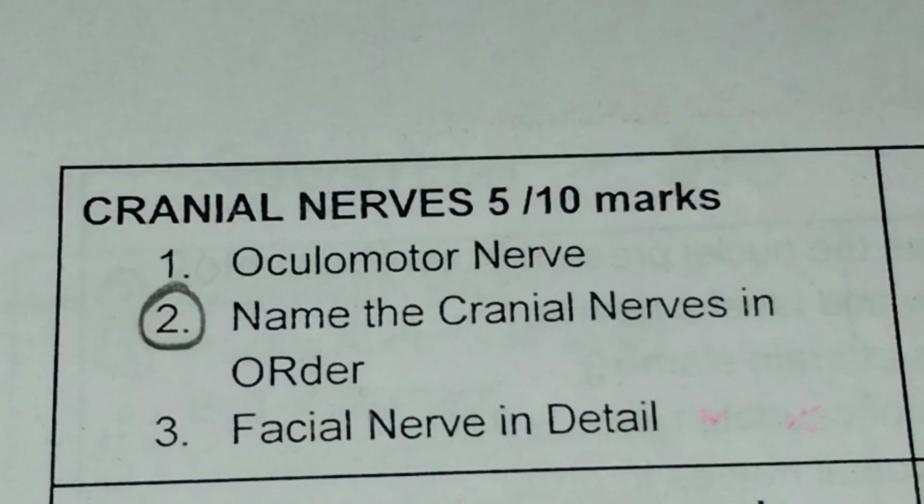In this, the important 5 or 10 mark questions are: the first one, oculomotor nerve. Second one, name the cranial nerves in order. Third one, facial nerve in detail. Or you can also get the question as, name the cranial nerves in order and describe facial nerve.